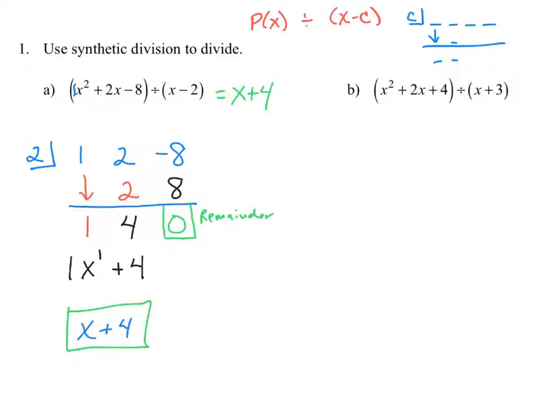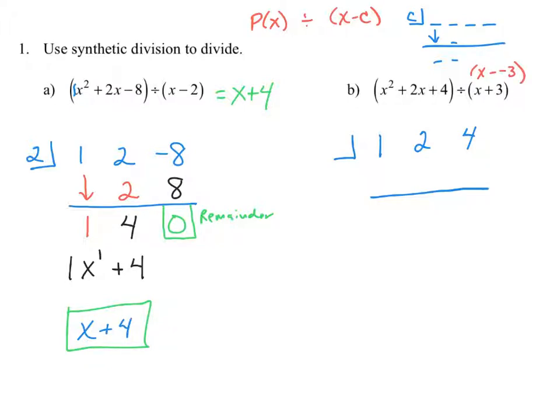Now let's look at the example x squared plus 2x plus 4 divided by x plus 3. So when we set up this synthetic division, we're using the coefficients of the original polynomial. X squared has a coefficient of 1, 2x, the coefficient is 2, and plus 4 is the constant. Now the number that goes in the box corresponds with dividing by a factor x minus c. Now we're dividing by x plus 3. There's no minus sign, but we can think of this as x minus a negative 3.